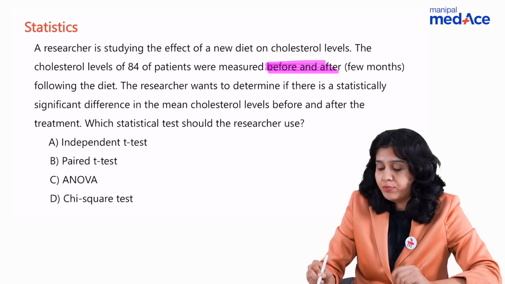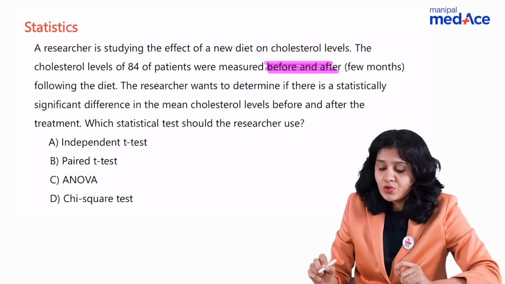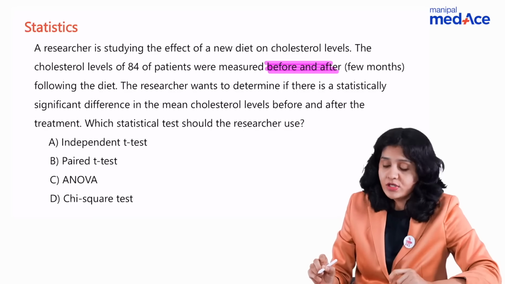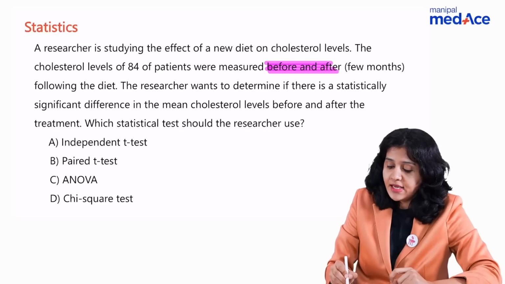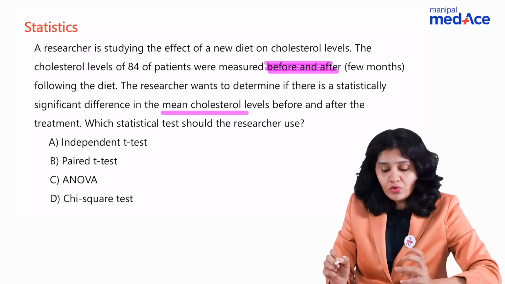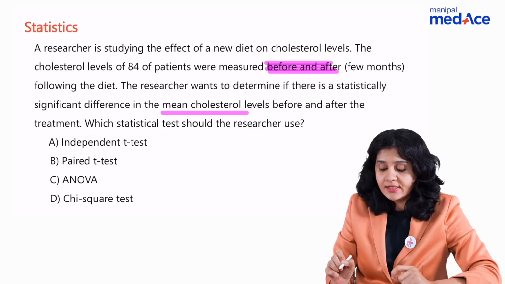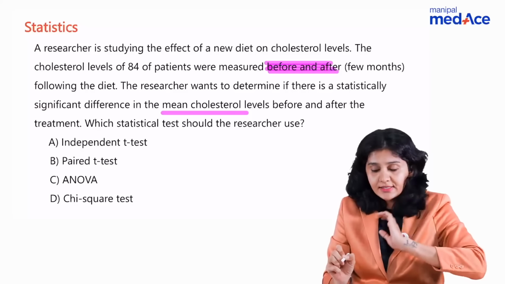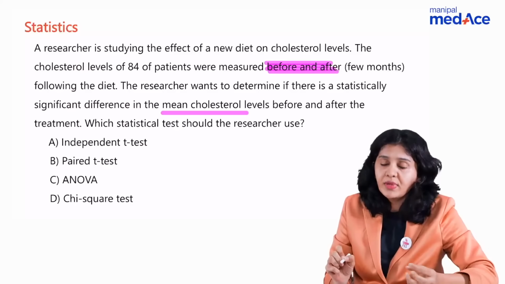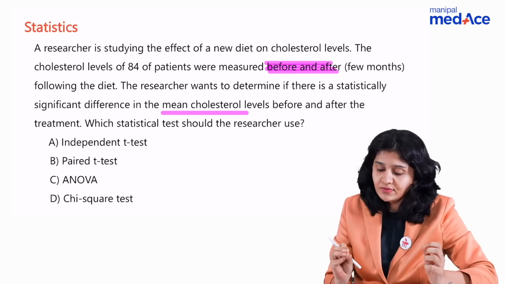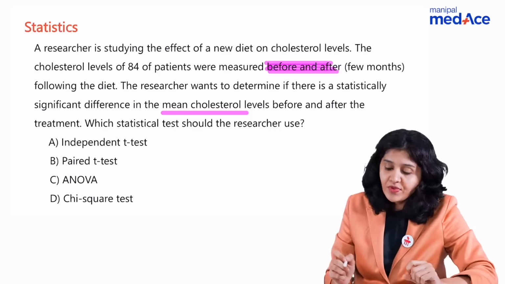right? Pre and post. The researcher wants to determine if there is statistically significant difference in the mean cholesterol levels. So now this is the second keyword for me, mean cholesterol levels. Again, before and after the treatment. Which statistical test should the researcher use? So this was the question from statistics. This is from tests of significance topic. Again, we have discussed this in our videos and also I have made a 1-minute reel on this, right?